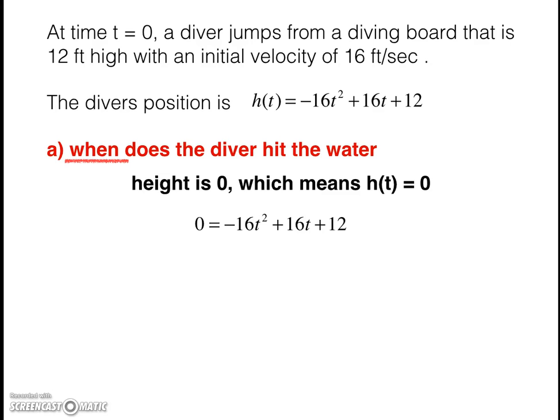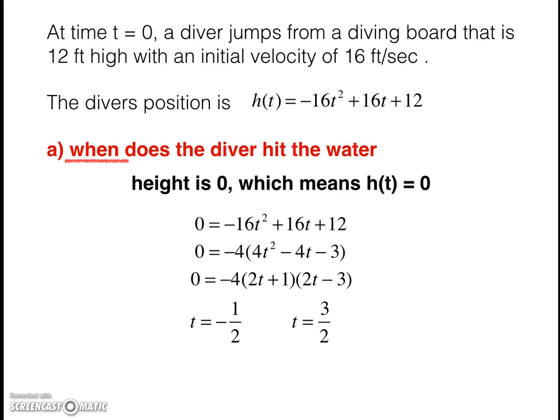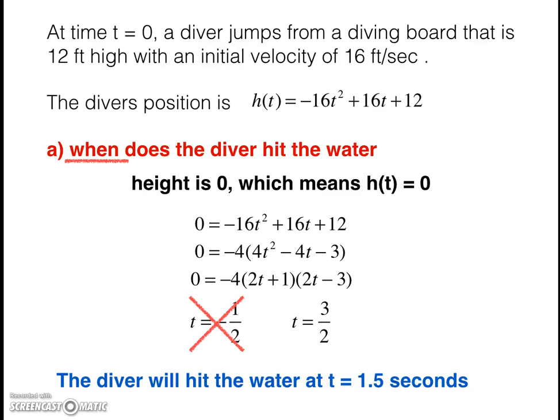We plug in 0 for h of t. We have a quadratic function, so I'm going to solve this by factoring. So I pull out a common factor of -4, factor the remaining quadratic, and I'm going to get two answers, t equals -1/2 and t equals 3/2. Only one of these answers is possible. We cannot have a negative time value, so that means the diver will hit the water when t equals 1.5 seconds.